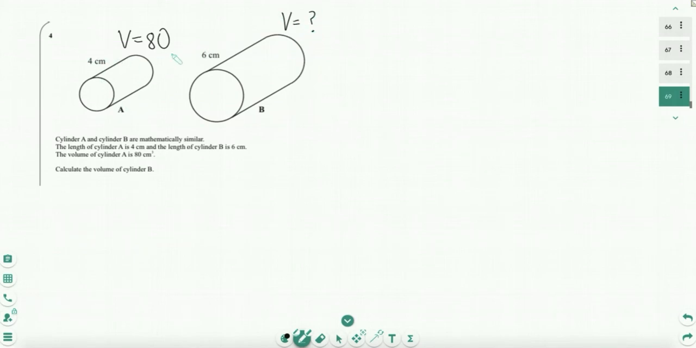Well, since I see two shapes and it says that they're similar, let's use the idea of scale factors, okay? So I know the two lengths. The length of this is 4, the length of this is 6. So why don't we find a scale factor between the two lengths? So 4 times what makes 6? We'll just do 6 divided by 4, which is 1.5. So our length scale factor is times 1.5.